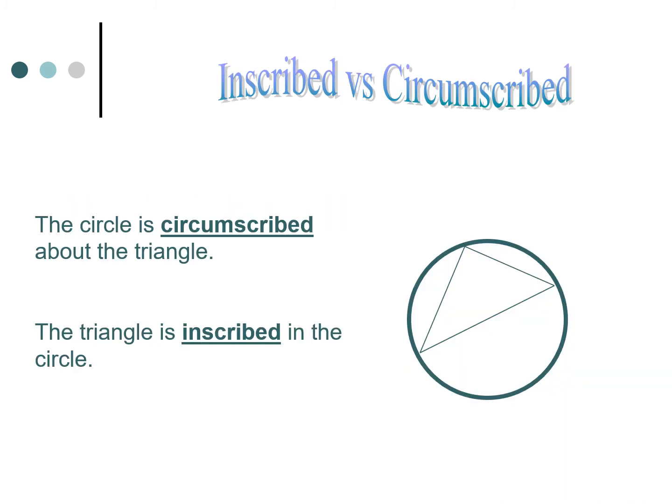All right, let's talk about inscribed versus circumscribed shapes. Right now we have a picture of a circle and a triangle. It is said that the circle is circumscribed about the triangle, so the circle is outside of the triangle. Or you can say that the triangle is inscribed in the circle, so the triangle is on the inside of the circle.